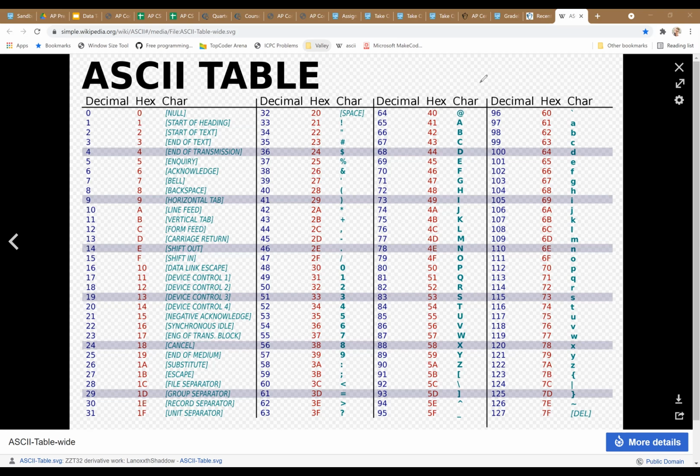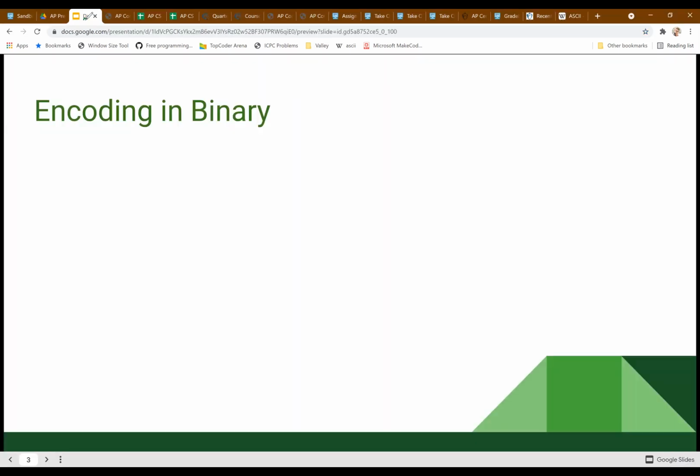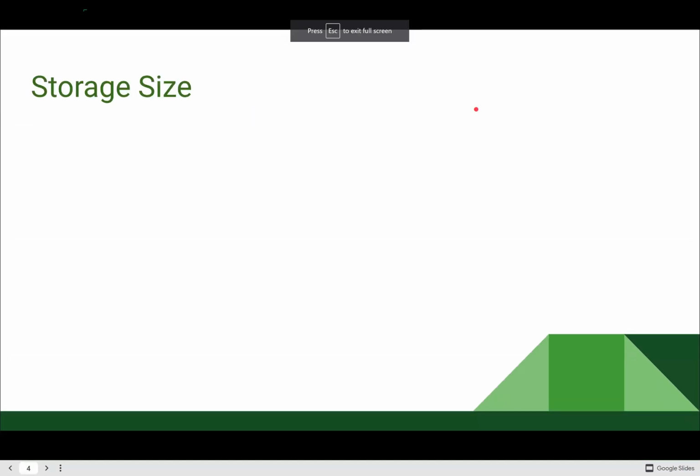Go back to our other tab. All right, storage size. So here is talking about how many different values you can store based on the number of bits you have. Remember that a bit is just a single digit from a binary value. Bit is short for binary digit. So if I have 4 bits, how many values can I store?